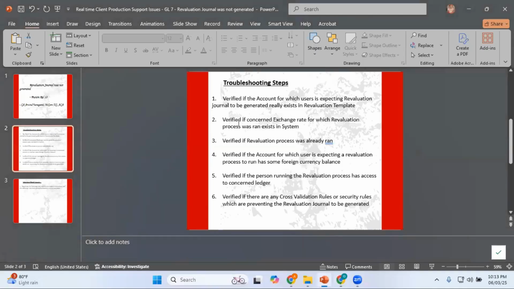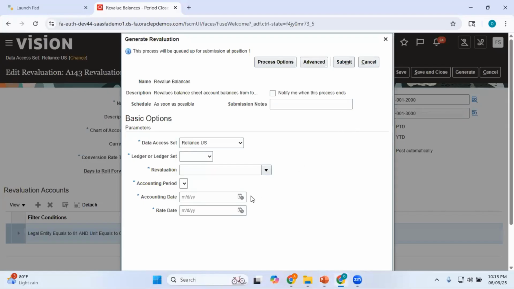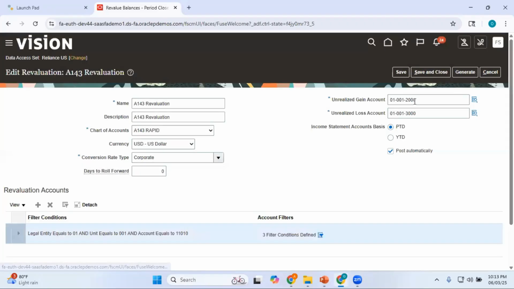And then we checked if the concerned exchange rate for which the revaluation process was run really existed in the system. When you are performing the revaluation process, you click on the generate button and you specify the rate date. So we went into the manage exchange rates task and verified if the exchange rate existed in the system between that foreign currency and the ledger currency for the rate date mentioned while running the revaluation process.